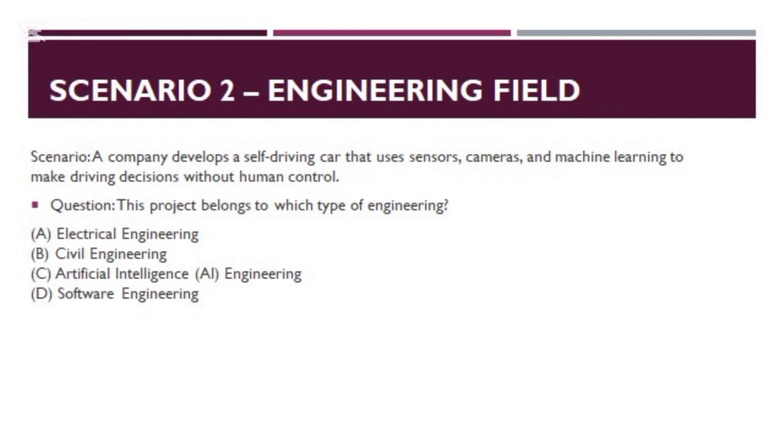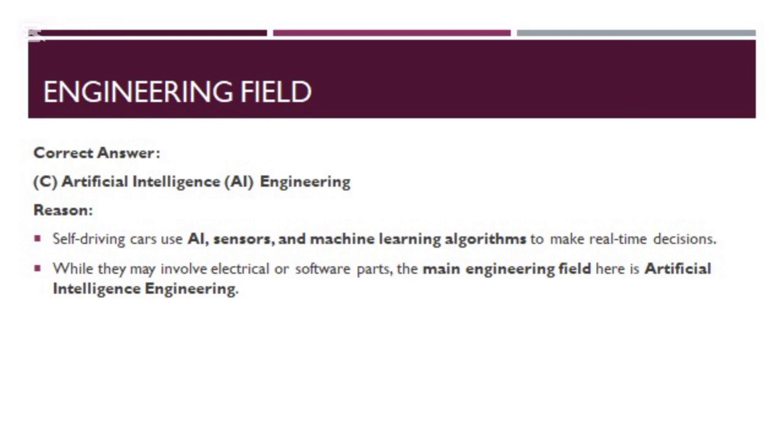Let's read the second scenario. A company developed a self-driving car that uses sensors, cameras, and machine learning to make driving decisions without human control. The question asks, the project belongs to which type of engineering? The options are electrical, civil, artificial, software. The correct option is AI engineering because the car's main technology is based on artificial intelligence and machine learning, which enable it to make decisions like a human driver.